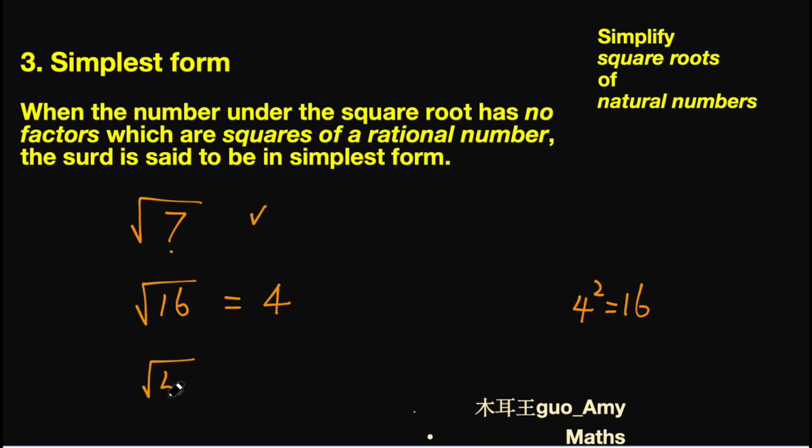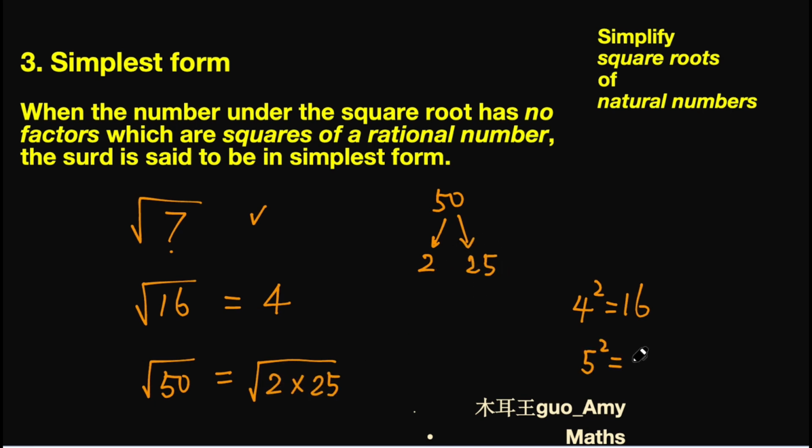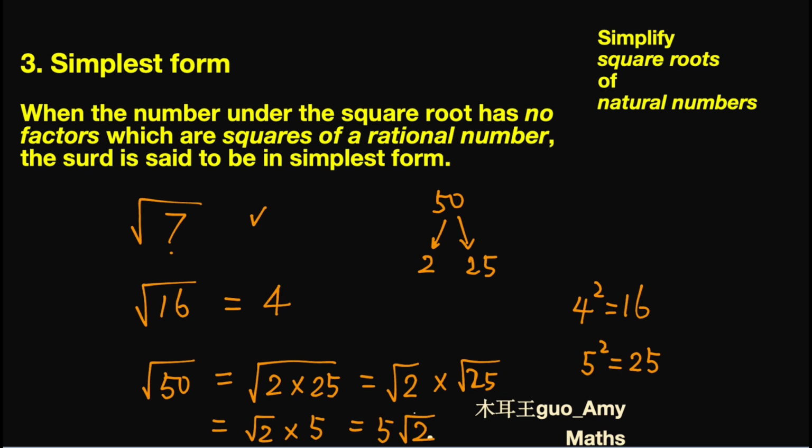Let's look at root 50. Here we do not see the perfect square of a rational number directly, but we can try to factorize 50. So we can use the factor tree. For example, 2 is a factor of 50, and then 50 can be factorized as 2 times 25. And once we see 25, we know 25 is the perfect square of 5. Then we are going to use the property. It can be separated into root 2 times root 25, and then root 2 times 5. And normally we put the whole number at the front.